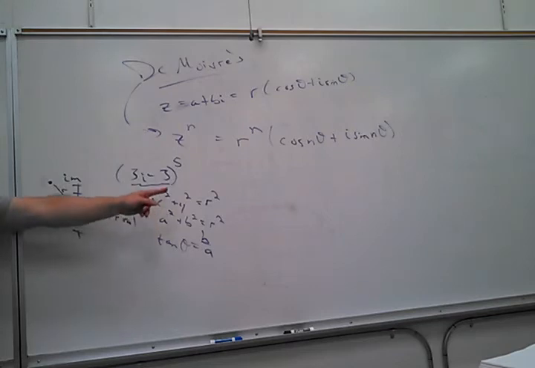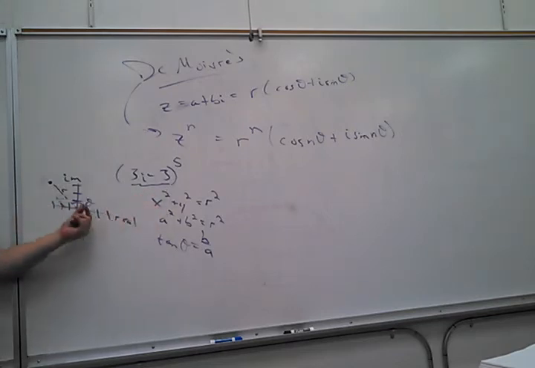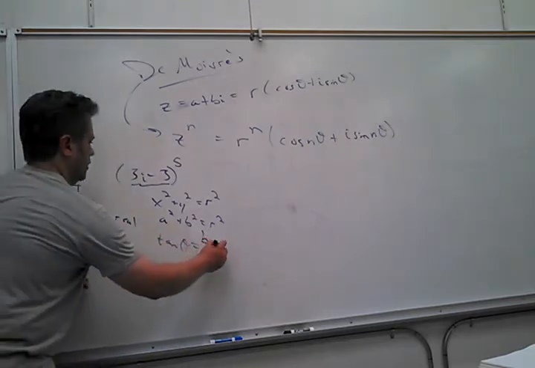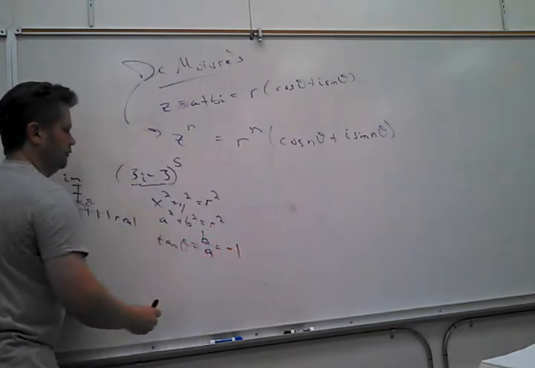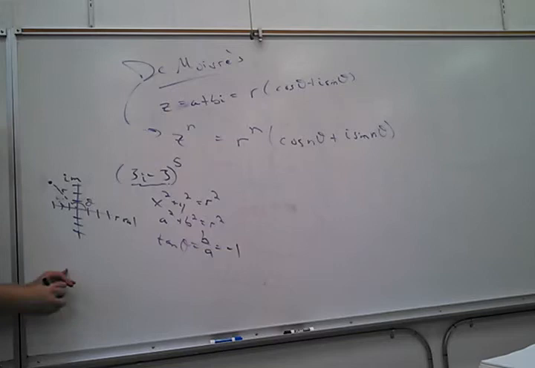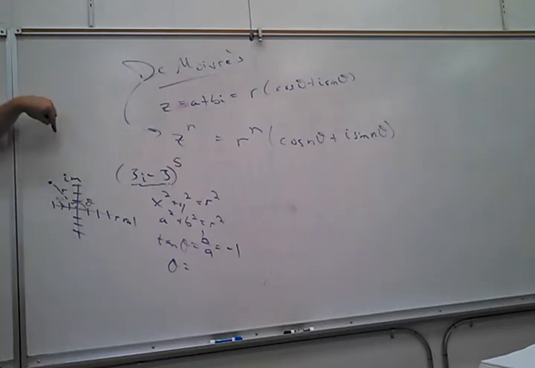If you just remember this, it's the same stuff we did before. Didn't we do tangent theta equals y over x? The y is the imaginary, and the x is the real. So tangent theta equals 3 over -3, which equals -1. So what's theta? When is tangent -1? It's a pi over 4 reference angle. What quadrant do I have to be in? 2 or 4, but in this case I have to be in 2.